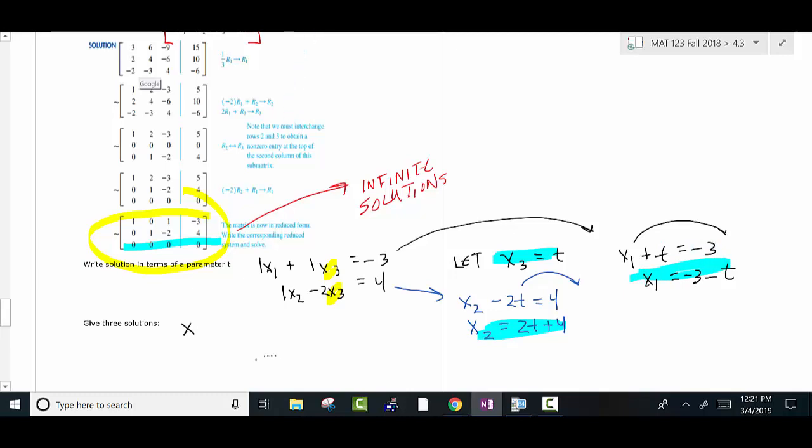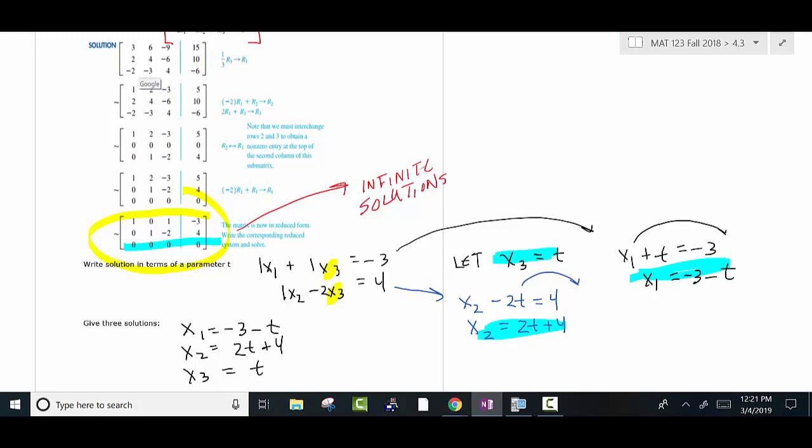So you write your answer like this. You say x1 is -3 minus t. You say x2 is 2t plus 4. Then you say x3 is t. That's how you write your answer. Anytime that you have a row of zeros, it means you have infinite solutions, but the solutions work this way. So if you just pick t to be a number, like if t was 0, then that would be -3 minus 0. That would be 2 times 0 plus 4. It gives you what all of the solutions look like.